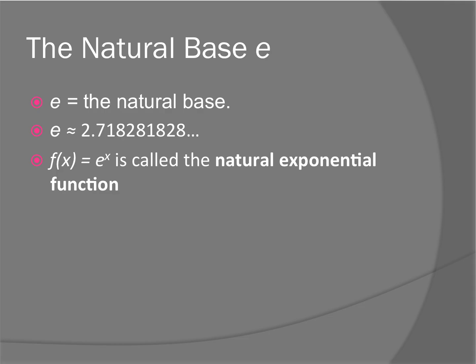All right, next we're going to talk about the natural base E. So E is a button in our calculator. It's kind of like pi, where it's just a fixed number. E is about 2.718. It keeps going, but it's just a button in our calculator. So it's not a variable. You're not plugging in anything to E. It is just a button in the calculator.